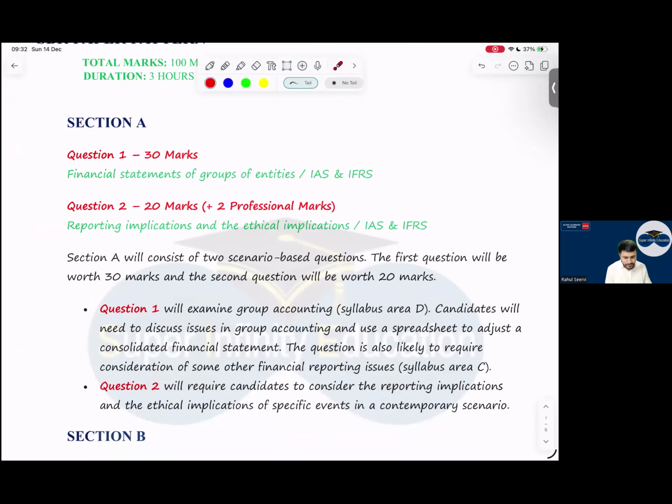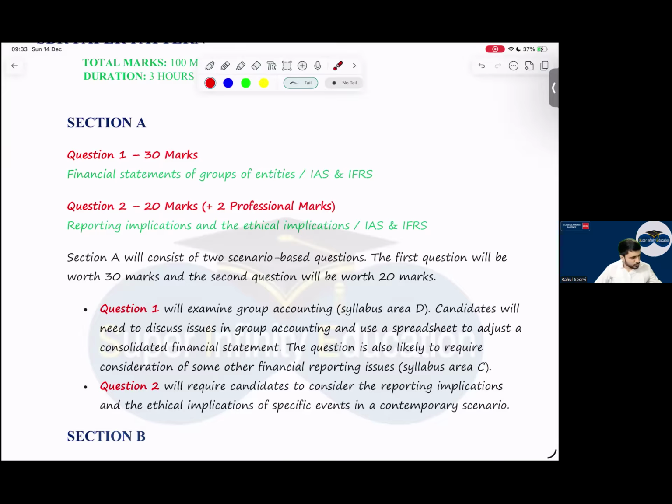Now coming to the paper pattern. Understand, there are 2 sections: Section A, Section B. When coming to your skill level, you had 3 sections: Section A, Section B, Section C. But when coming to your professional level, 2 sections only: Section A, Section B. So Section A, 50 marks. Section B, 50 marks. Simple.